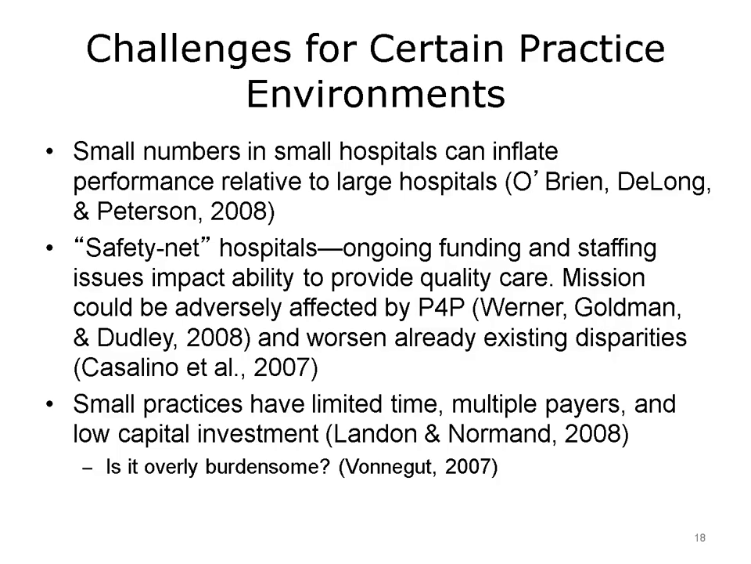It has also been shown that safety net hospitals have ongoing issues with funding and staffing that impact their ability to provide quality care. They are, after all, safety net hospitals where people can go for care when they may not have other options. In fact, the mission of these institutions could be adversely affected if tied into P4P, and this measure may actually worsen some of the healthcare disparities that these institutions are set up to address.